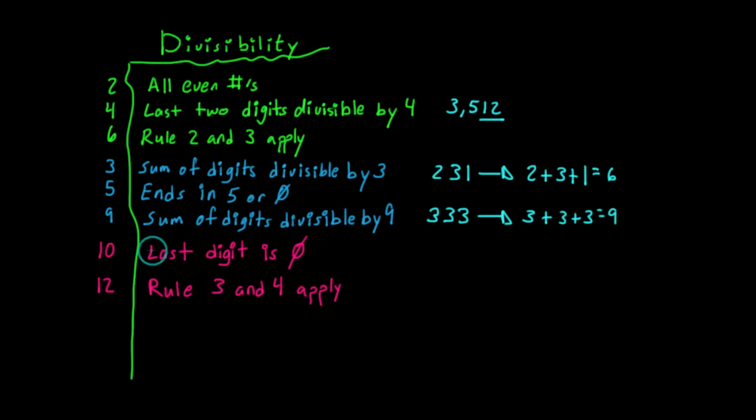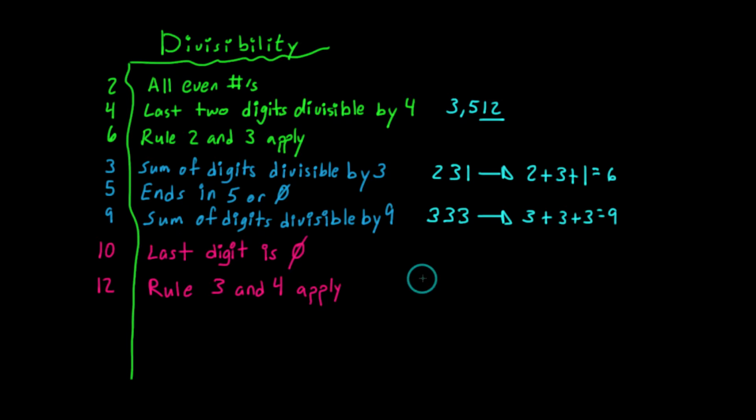The rule of 10 says if the last digit is 0, the number must be divisible by 10. And the rule of 12 says the rule of 3 and the rule of 4 both apply. They both have to work for the rule of 12 to work.